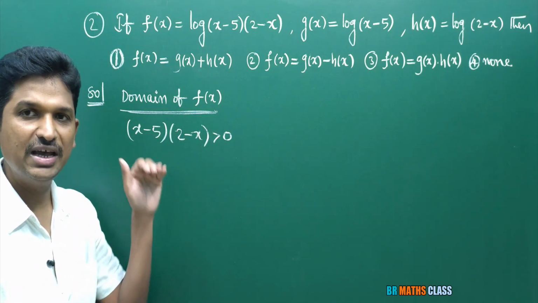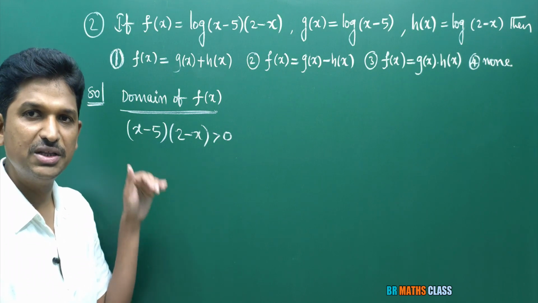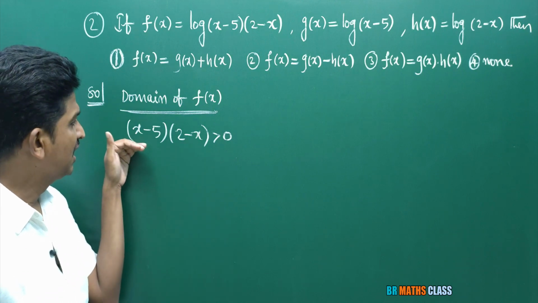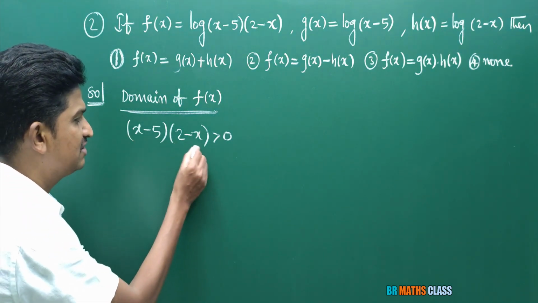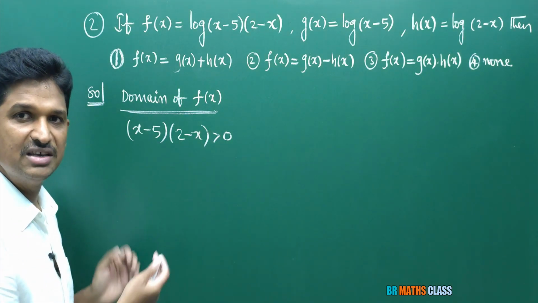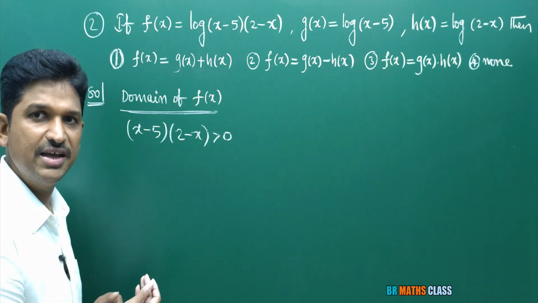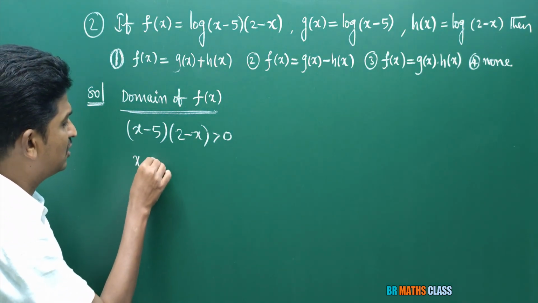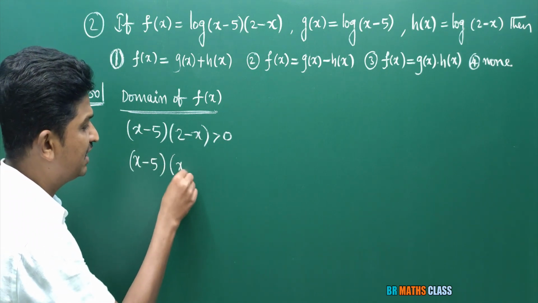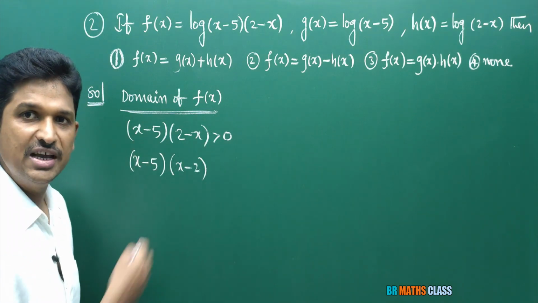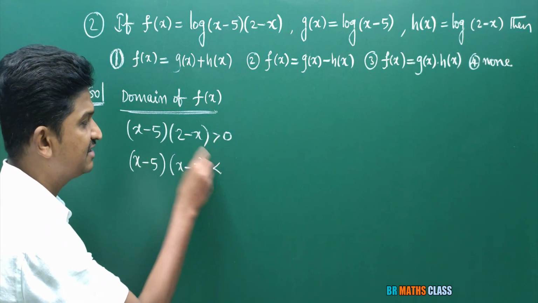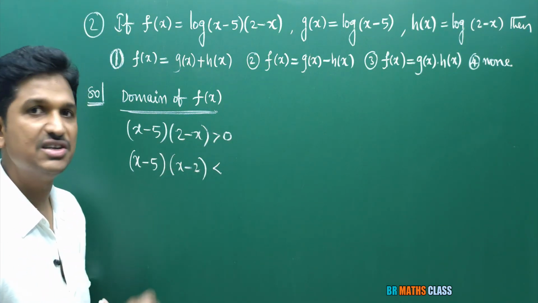Now, I need to find the x values which satisfy this inequality. To find those x values, I'll use the wavy curve method. To use the wavy curve method, this expression must be in the form of x minus a into x minus b. You observe this is not in the form of x minus b. So what I'll do is multiply this complete inequality with minus to get the left-hand side in the form of x minus a into x minus b. When I multiply with minus on both sides, that minus I'll multiply with this term, and you will get x minus 2. You know that for an inequality, if you multiply with a negative real number, the inequality sign changes. As I am multiplying with minus on both sides, this greater than changes to less than.